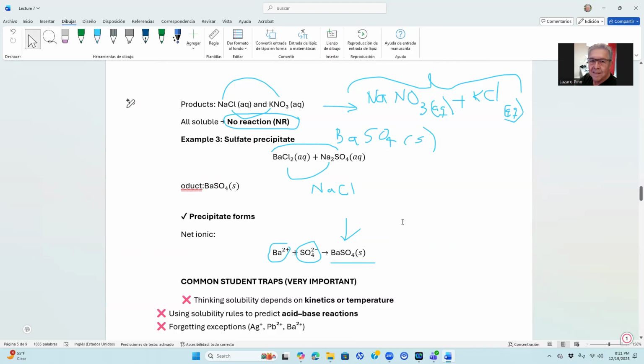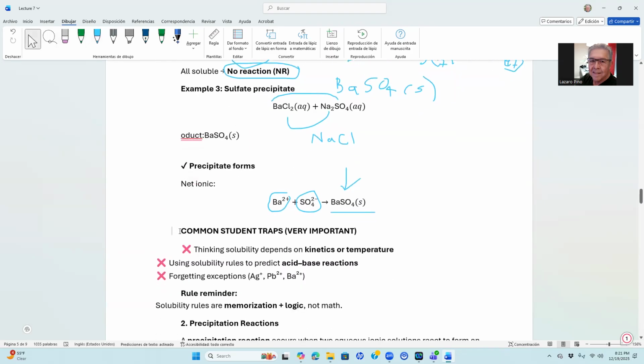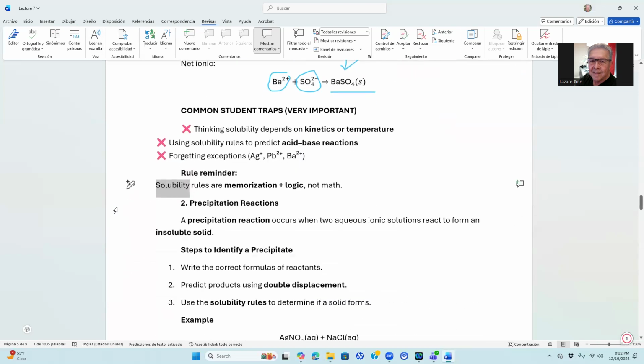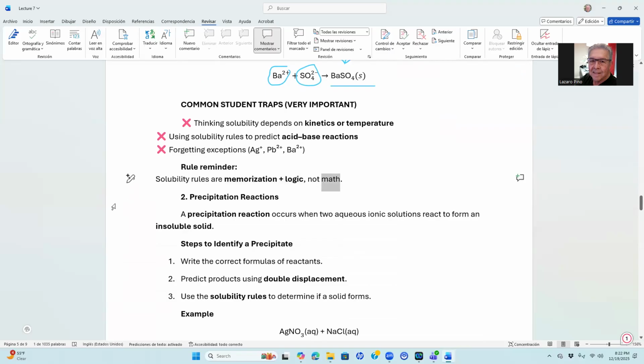Well, let's go now. Common student traps, very important, very, very important. Listen. Common student traps. Thinking solubility depends on kinetics or temperature. Using solubility rules to predict acid-base reactions. Forgetting exceptions, e.g., Pb2+, Ba2+. Rule reminder: solubility rules are memorization plus logic, not math.